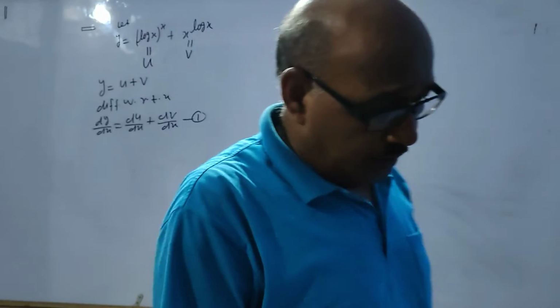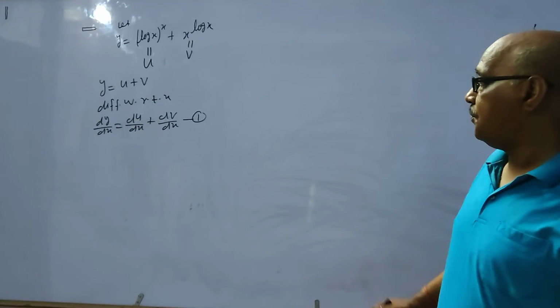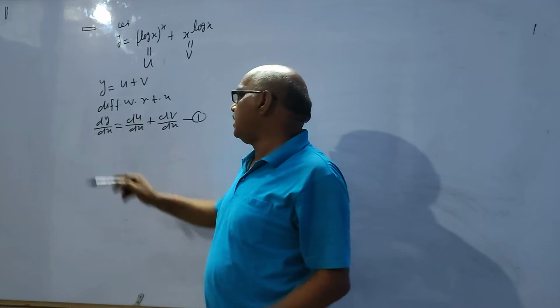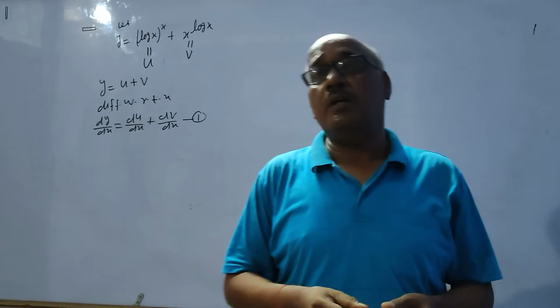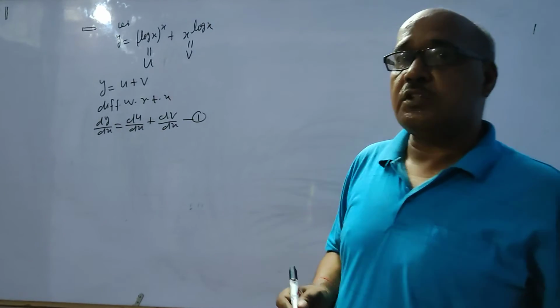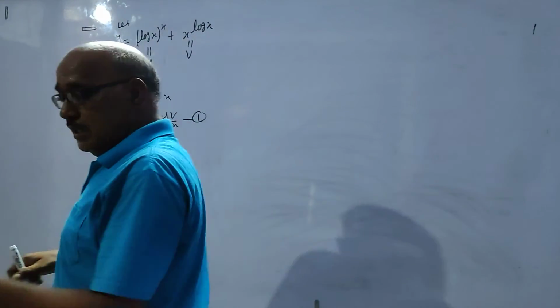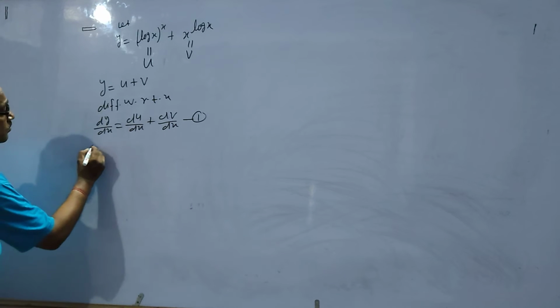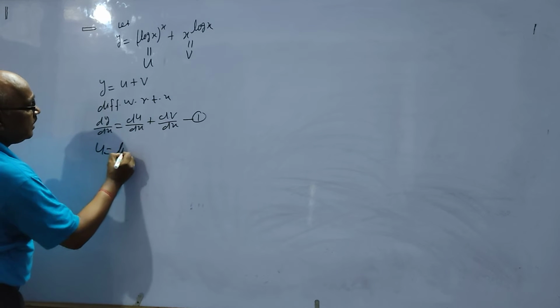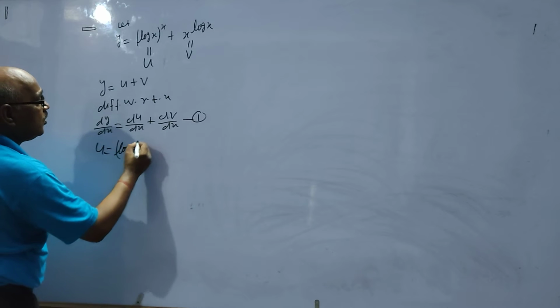That means, in order to find out the value of dy over dx, we are supposed to find out the value of du over dx and dv over dx separately. So how will we find it? u is equal to log x whole to the power x.